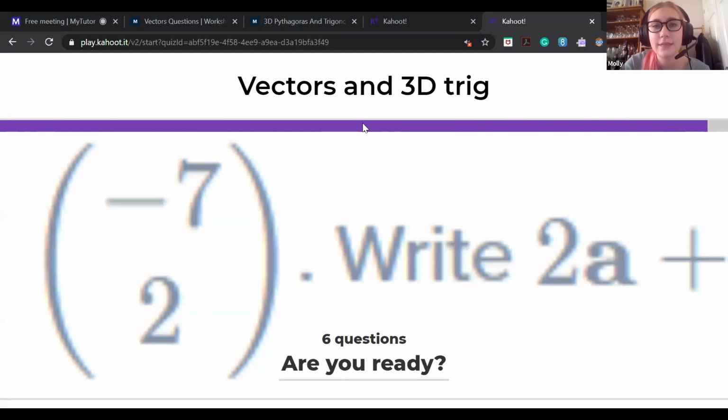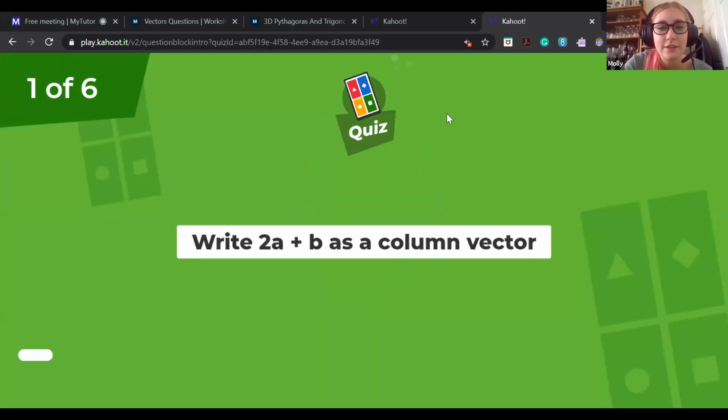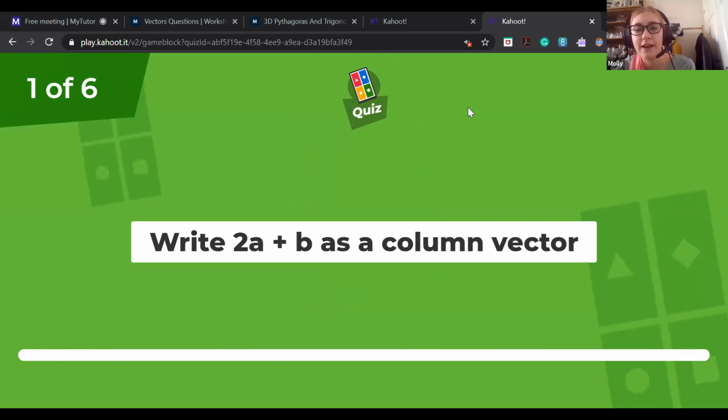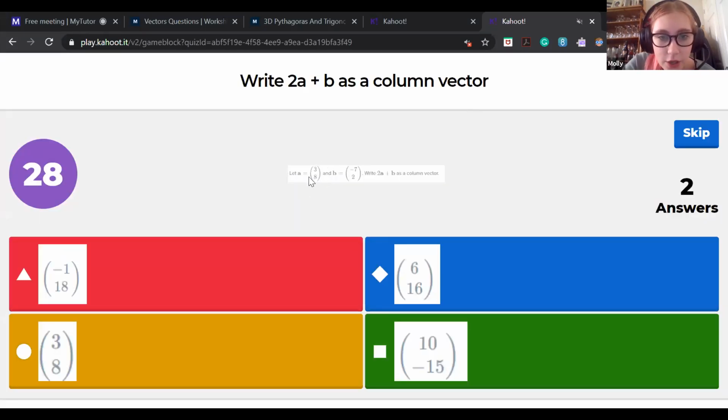Okay, so let's see. First one, we want to write 2a plus b as a column vector. So we're given a and b. In case you can't see it, a is (3, 8), and b is (-7, 2). And we want to write that as a column vector. So let's see how many people can get this.